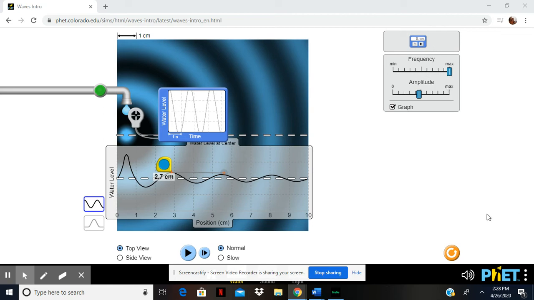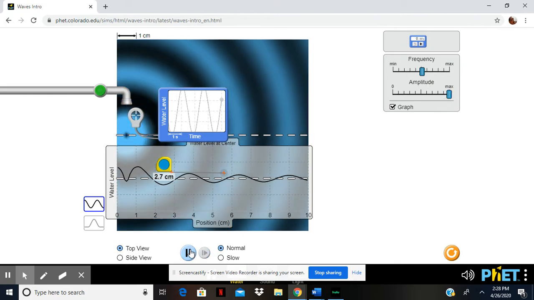So for this lab, this virtual lab, it's Waves Intro and it's on PhET. So this is how I put my frequency. In the middle is 0.5, since there's 1, 2, 3, 4, 5. And then the max is 1.0. Same here, 0.5 and 1.0. So let's say we put the frequency at 0.5 and the amplitude at 1.